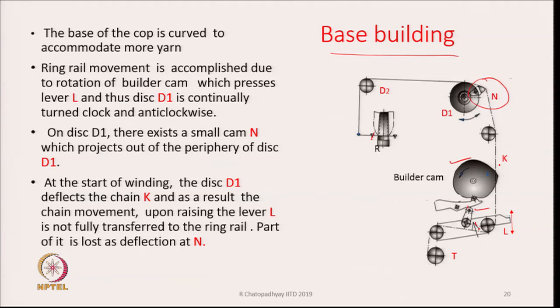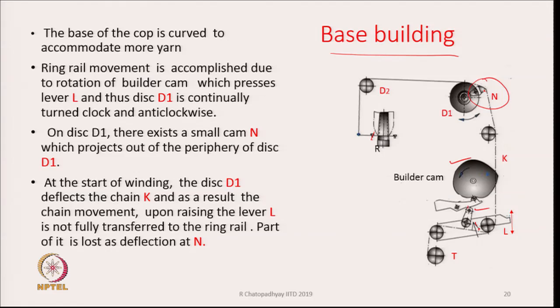The one thing that we see here is that on disc D1 there exists a small cam N. This cam projects out a bit from the periphery of the disc. At the start of winding, the disc D1 deflects the chain, and as a result the chain movement upon raising the lever rail is not fully transferred to the ring rail. Part of it is lost as deflection at N.